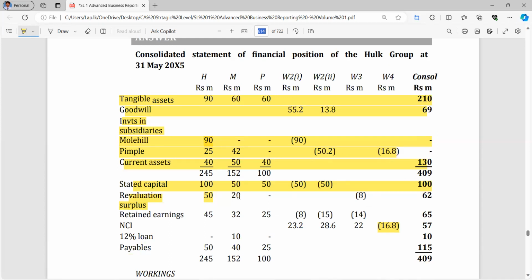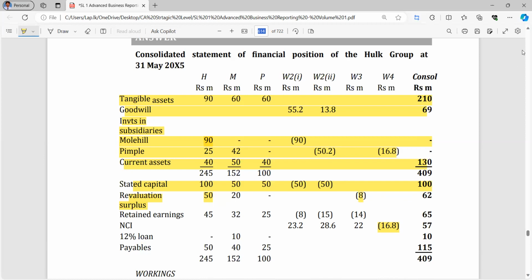It means 20 into 40%. That means 8 into NCI holders. That is why we are debiting to the NCI here. The net impact is here 8. The revaluation surplus debit, and the NCI account is credit, that belongs to the NCI shareholders because we want to distribute among the group and the NCI. That is why here it is minus 8.